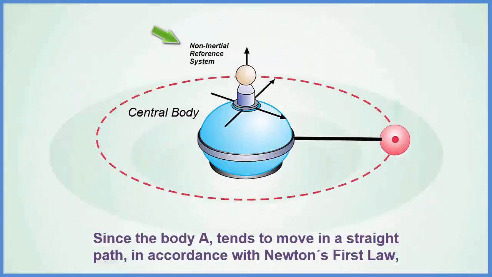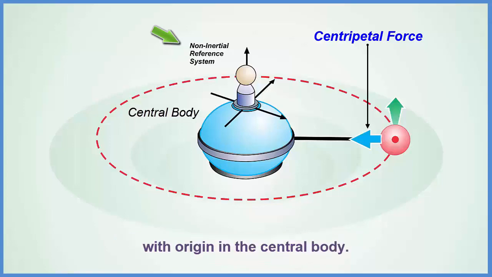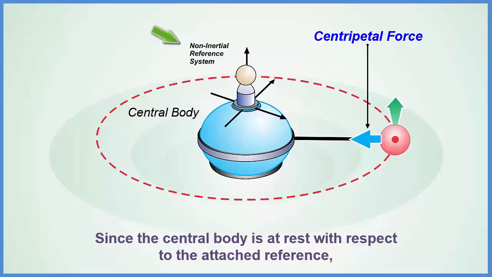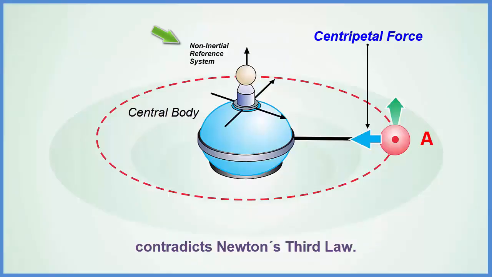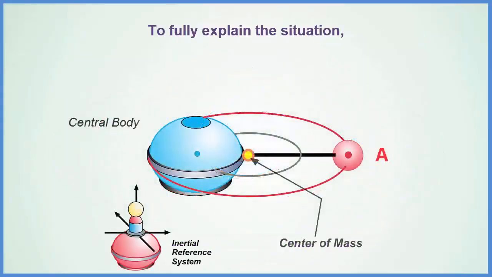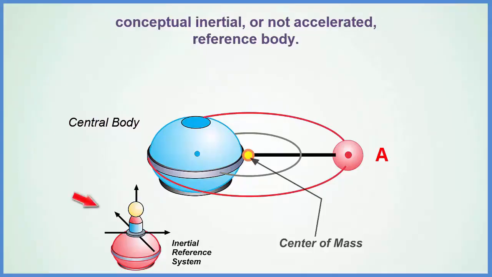Since the body, A, tends to move in a straight path in accordance with Newton's first law, it must be subjected to the action of a centripetal force with origin in the central body. Since the central body is at rest with respect to the attached reference, its inertia must be infinite and the circular motion of the body, A, contradicts Newton's third law. To fully explain the situation, the process has to be described from the point of view of an external, conceptual, inertial or not accelerated reference body.